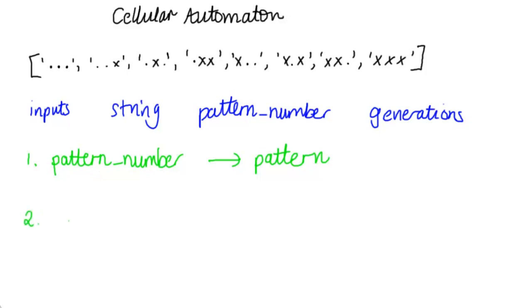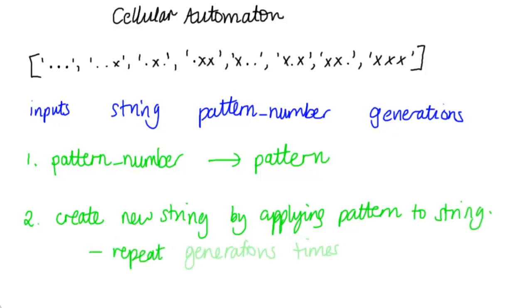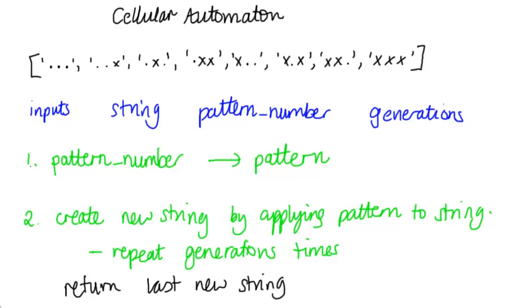The second thing we're going to need to do is create a new string by applying the pattern to the string. And we're going to do that generations times. And finally, we're going to need to return the last new string that we create. So let's first look at how we can create the pattern from the pattern number.